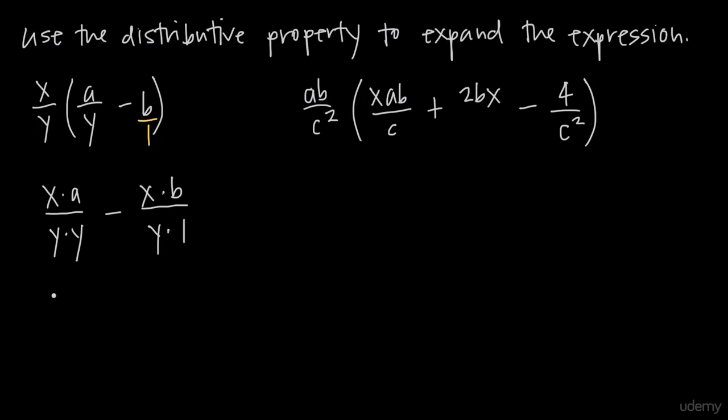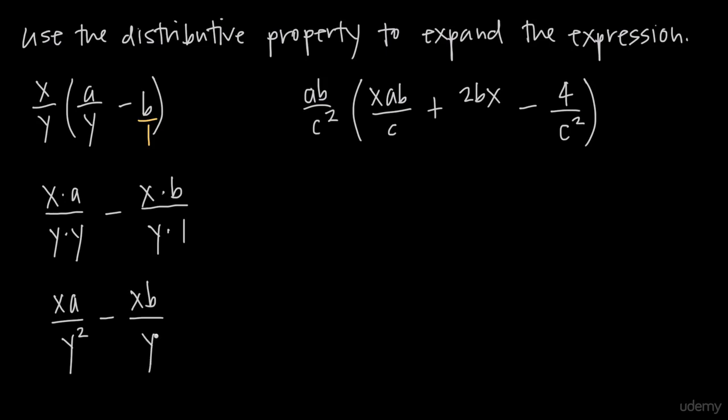So x times a, we just say xa, and y times y, we say y squared. So we have xa over y squared. And then here, we're going to have x times b, which is just xb, and y times 1 is just y, so we get xb over y.